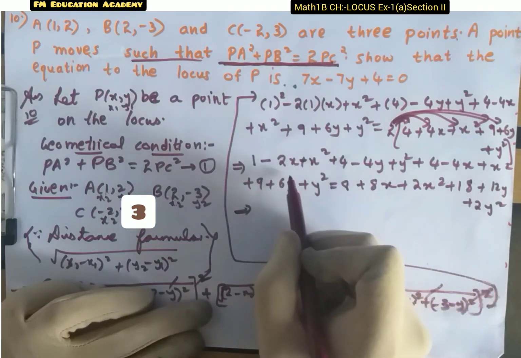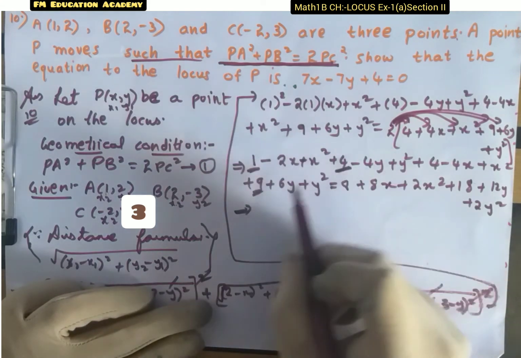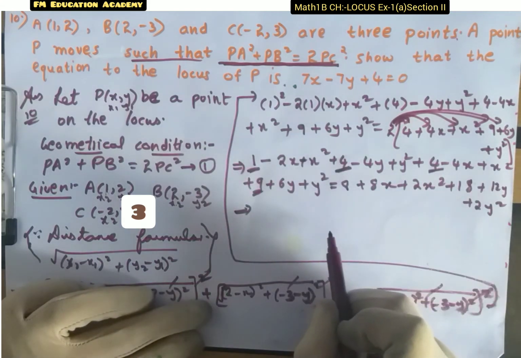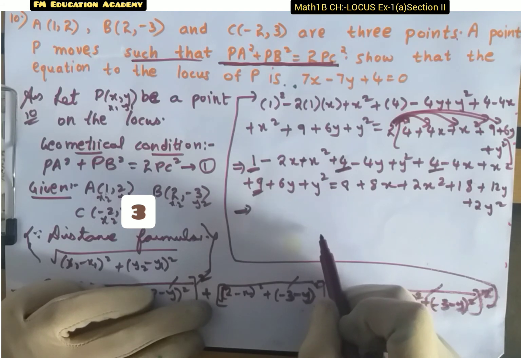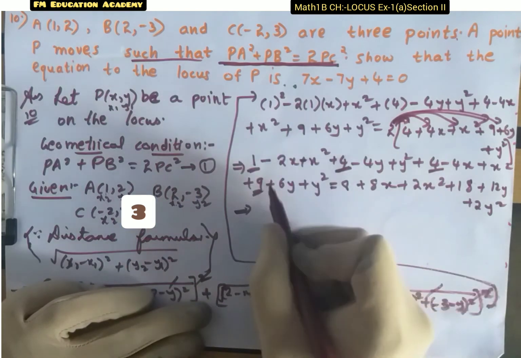Okay. Here how many constants we have? 1 plus 9 is 10. 10 plus 4 is 14. 14 plus 4 is 18. Okay, so 18 we have here. Yes, 4 plus 1 is 5, 5 plus 4 is 9, 9 plus 9 is 18.